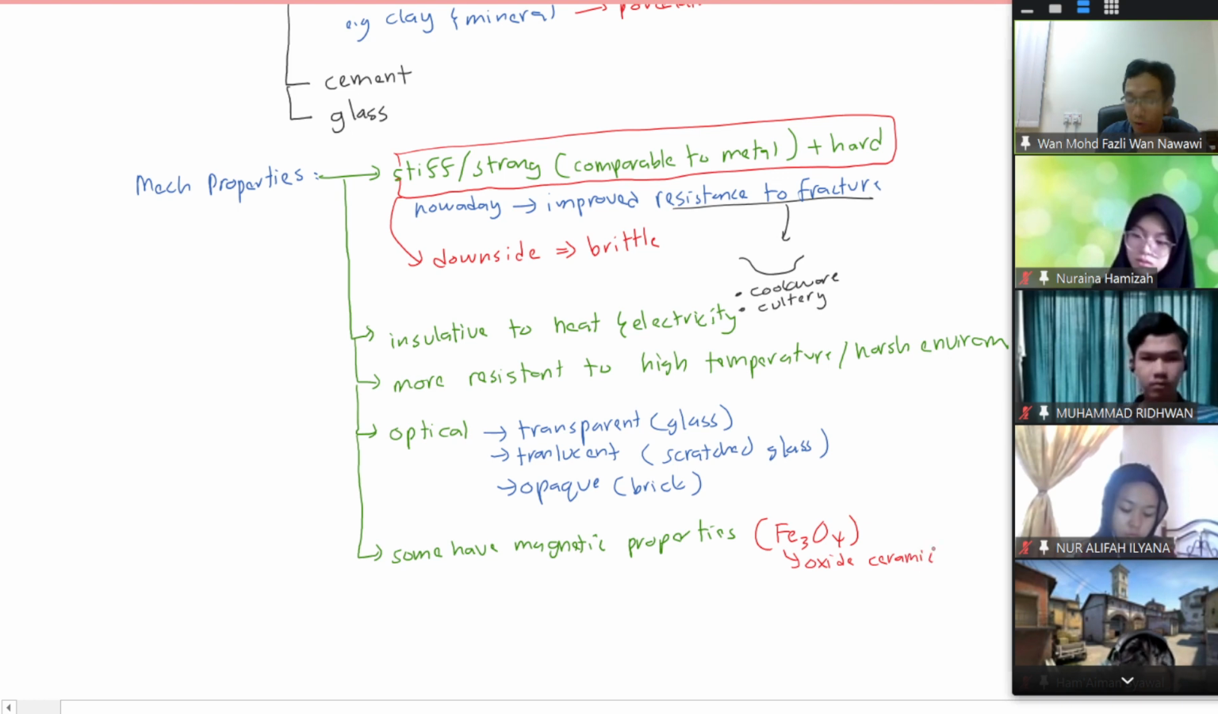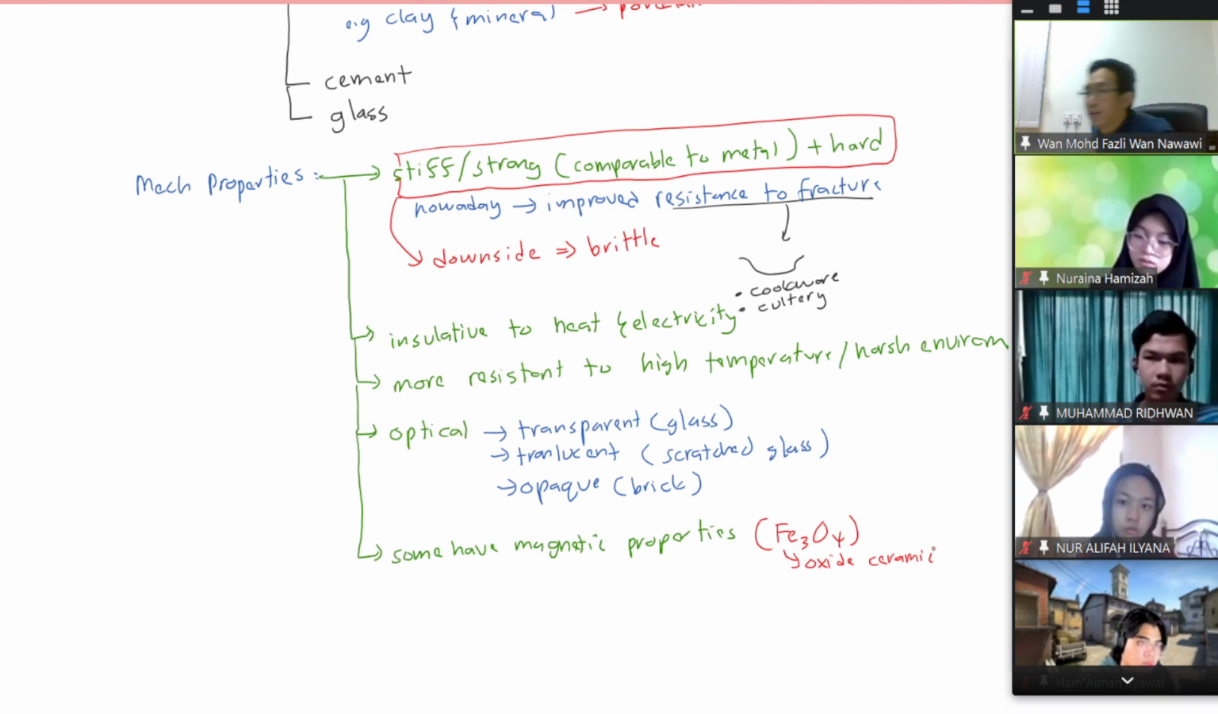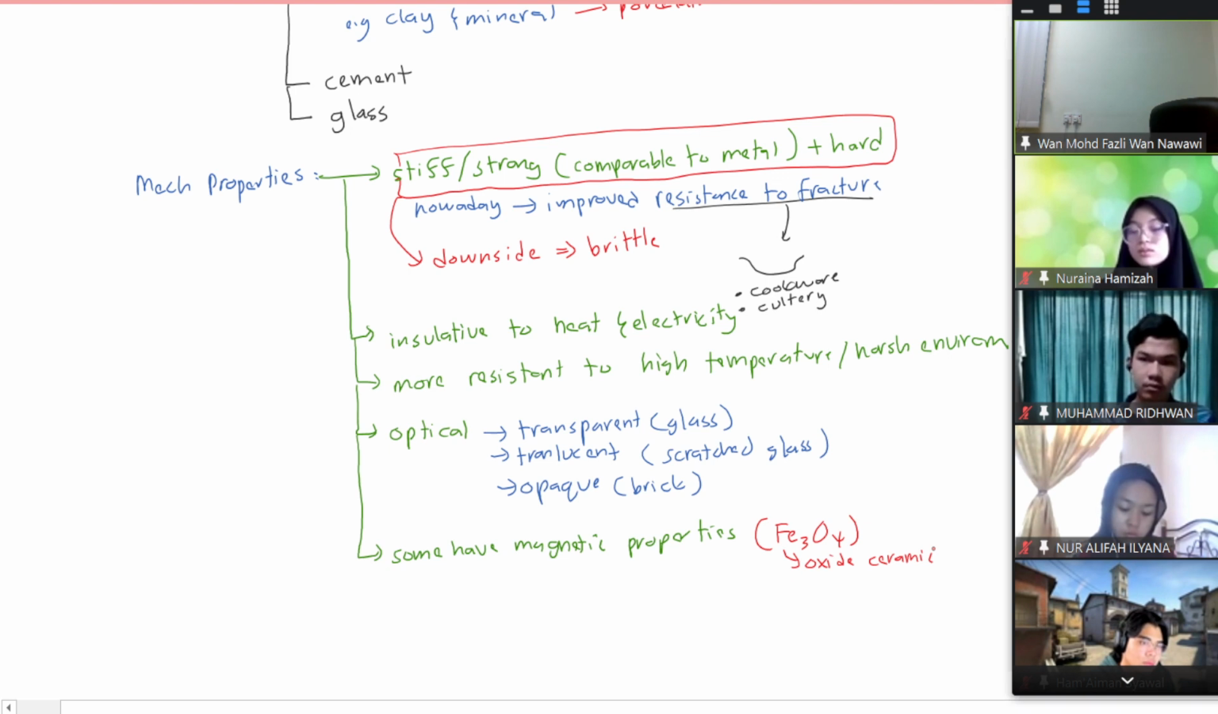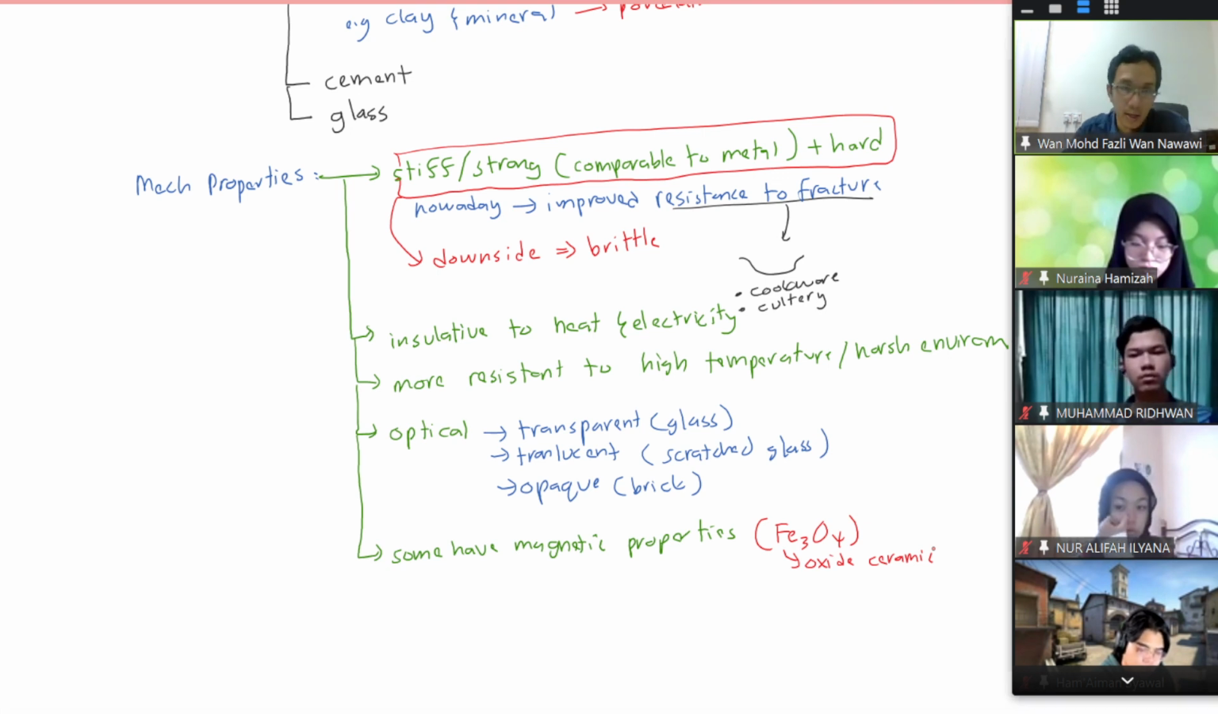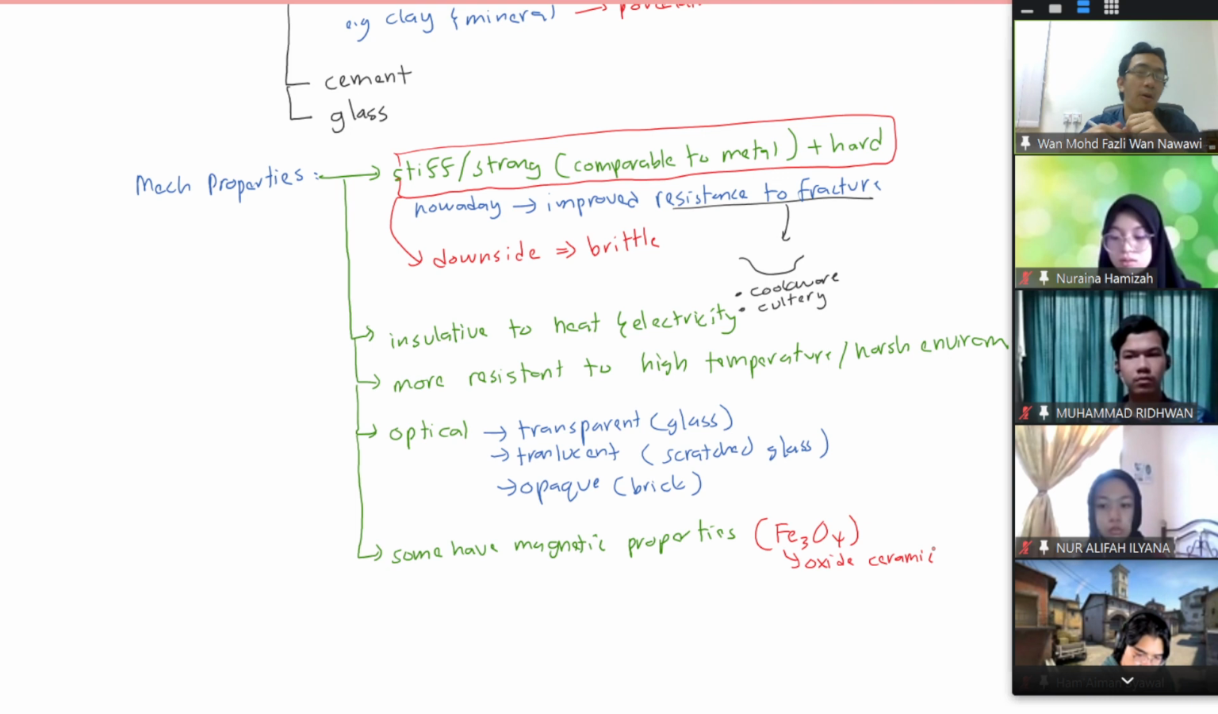Even though we know that iron, ferrum, is a metal, now it's combined with some oxide. Because it's combined with what we call the oxide, you get this combination, so that becomes a ceramic. So now we have seen the generic idea about the ceramic itself.